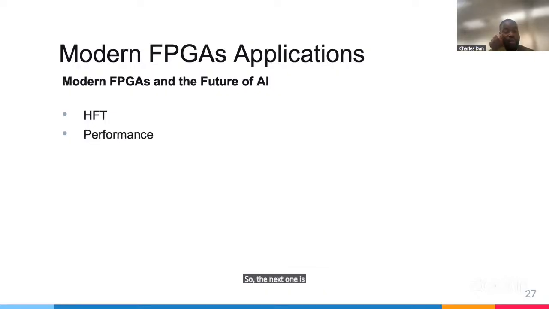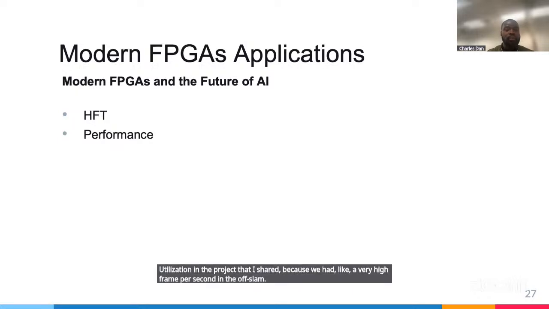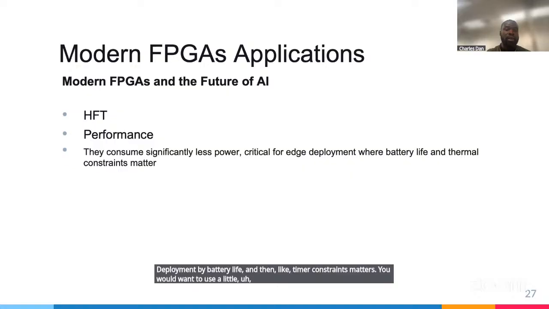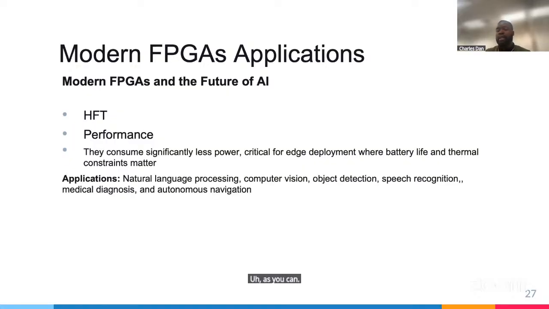The next one is also performance. As I mentioned, we had a very good amount of resource utilization in the project that I shared because we had a very high frame per second in the ORB-SLAM. We can also consume significantly less power, because in edge deployment, where battery life and thermal constraints matter, you would want to use as little power as you can.